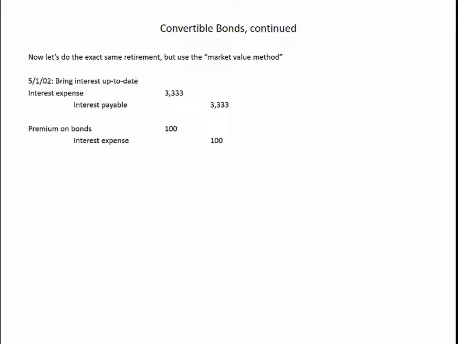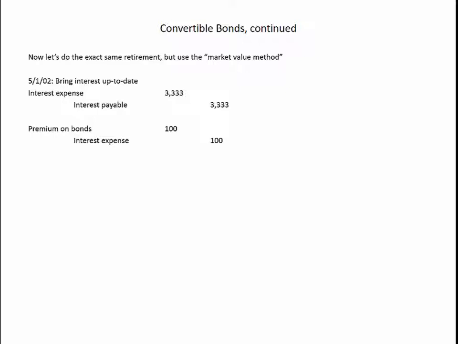The alternative to the book value method is what's referred to as the market value method. The market value method is seldom, if ever, used because it almost always leads to a loss on conversion, which we'll illustrate in just a moment. Again, we're going to have the same example as before, and as before, May 1st we bring our interest and amortization up to date, just like last time.